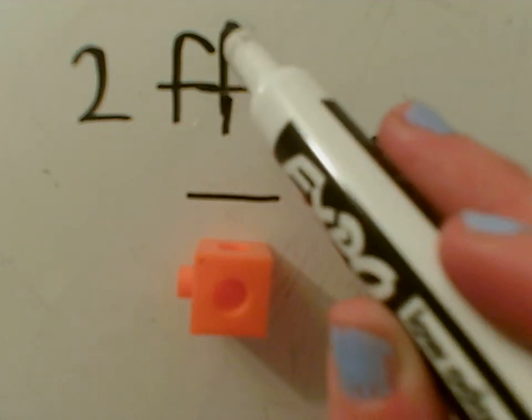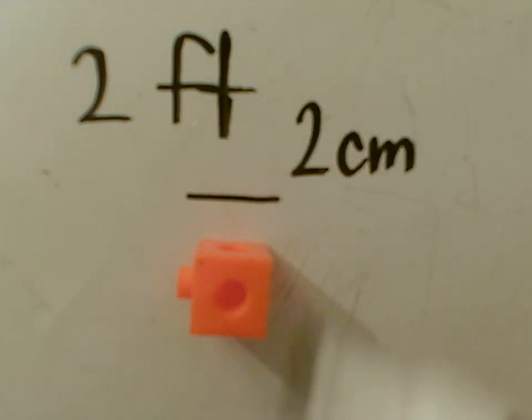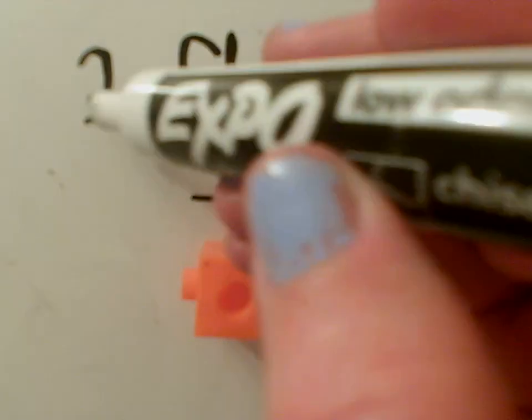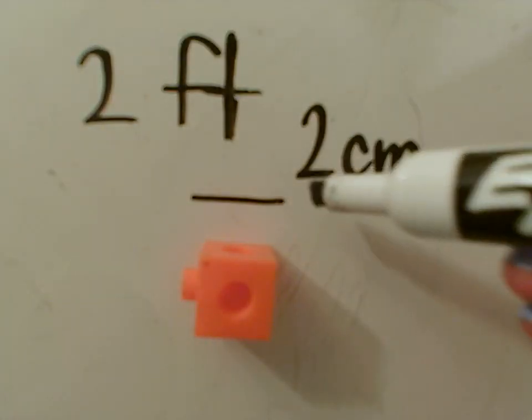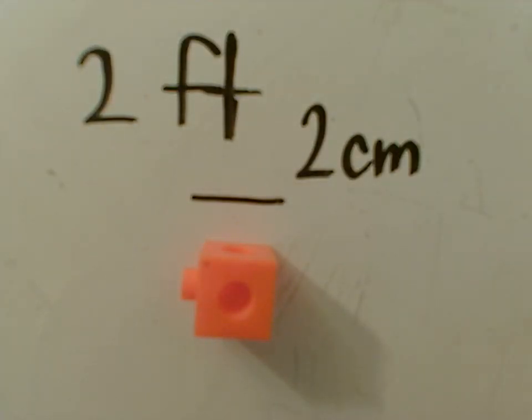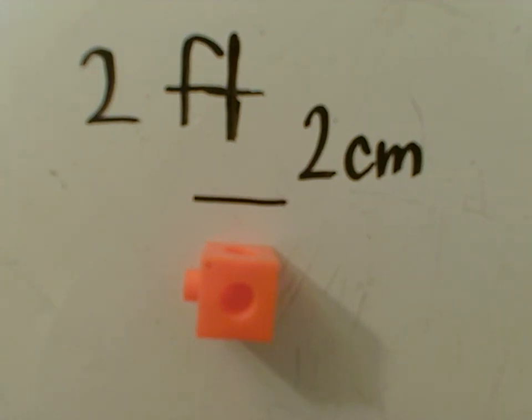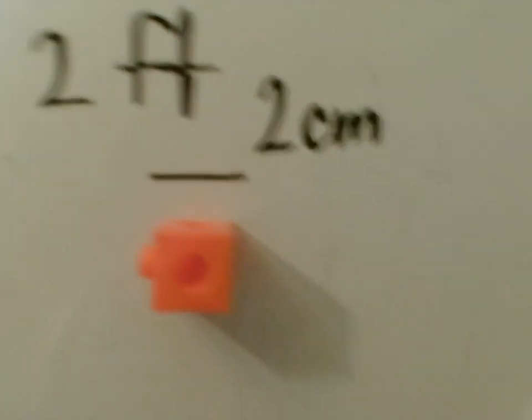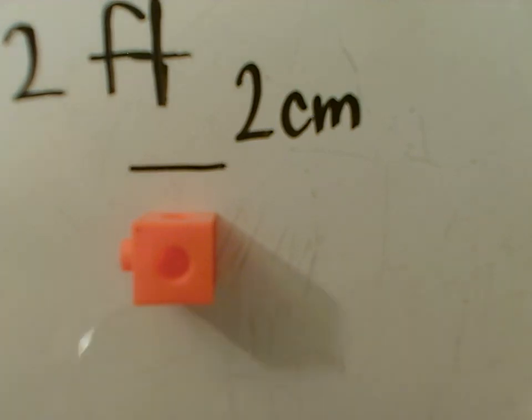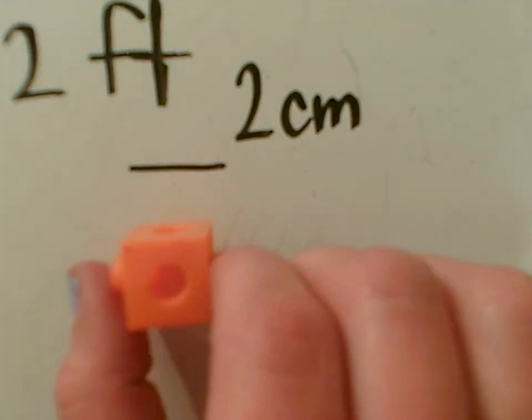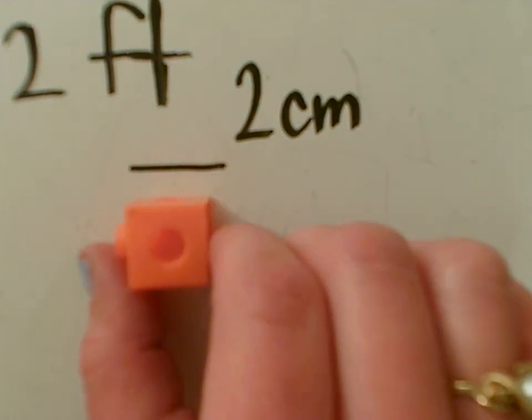Feet is plural for foot. 1 foot. If you have more than 1 foot, then you have feet. Okay, so do you think it's 2 feet or 2 centimeters? Let's measure. But I don't even need to measure because I know that 2 feet is 2 rulers put together. Now that would be a big, big block.